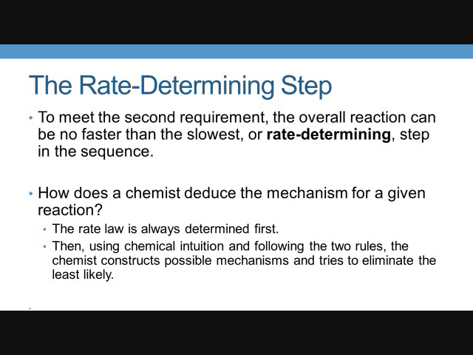Usually that's given to you. And then using chemical intuition, which is just some reasoning in your brain, and following the 2 rules previously mentioned, the chemist will construct possible mechanisms and try to eliminate the least likely and leave the most likely. Now, even though it's most likely, doesn't mean it has to be. So we just have to be careful with that.